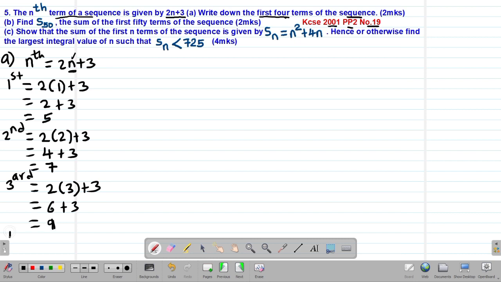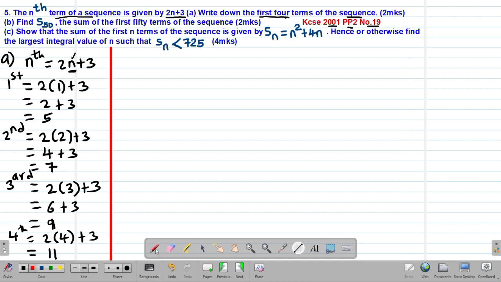And therefore, the fourth term will be given by 2 into 4, then plus 3, which is going to give us 2 by 4, we'll get 8. Then 8 plus 3, we are going to get a positive 11. Therefore, these are the first four terms of this particular progression. Then we also need to identify the type of the progression, whether it is an AP or a GP. We said that for the case of an AP, they are defined by what we call the common difference. Whereas for the case of a GP, they are defined by what we call a common ratio.